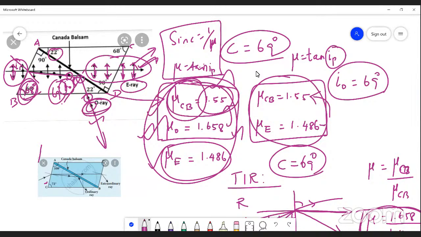The ordinary ray is nothing but the vibrations of light perpendicular to the plane of the paper, that is, perpendicular to the crystal axis. It is totally internally reflected by the Canada balsam. This is a very, very important role in the Nicol prism.